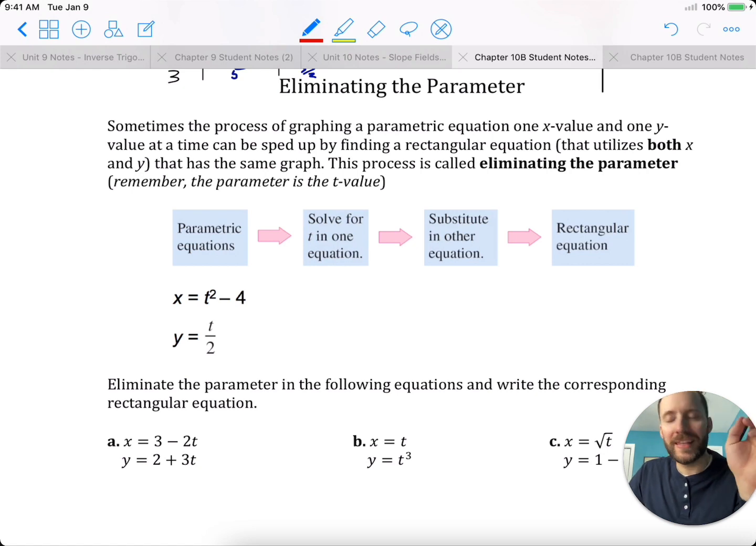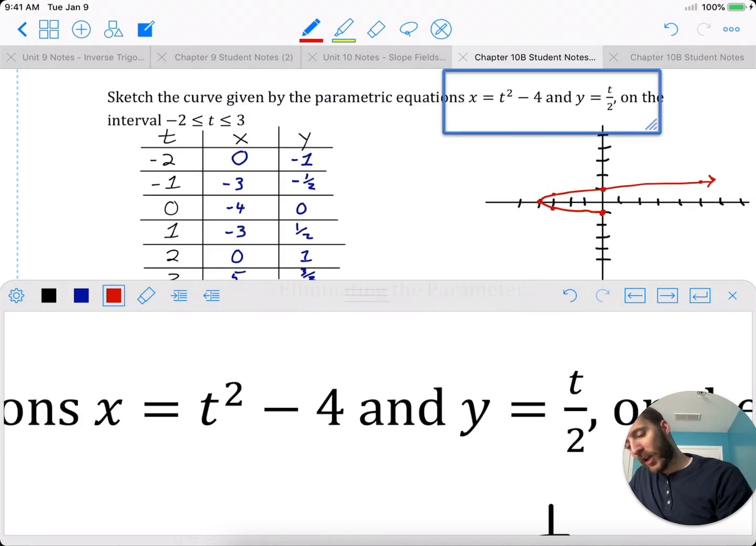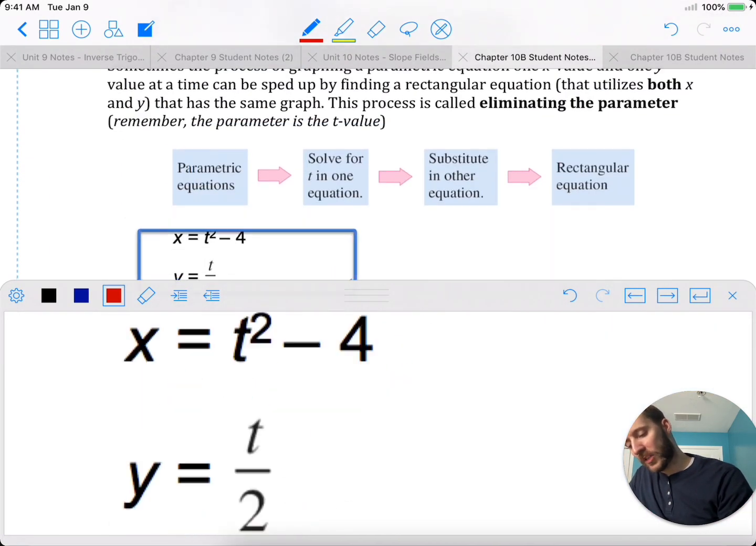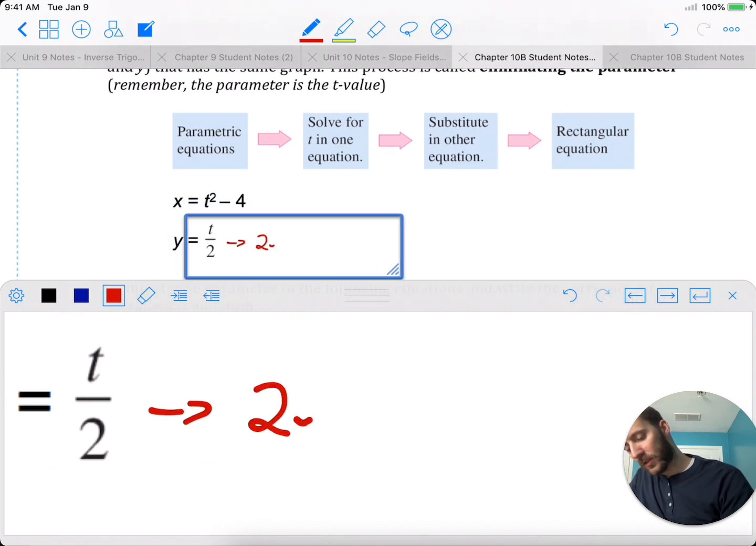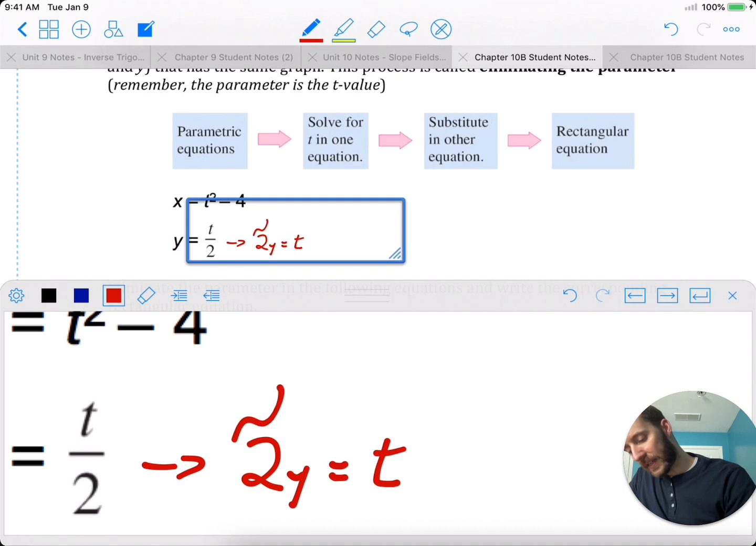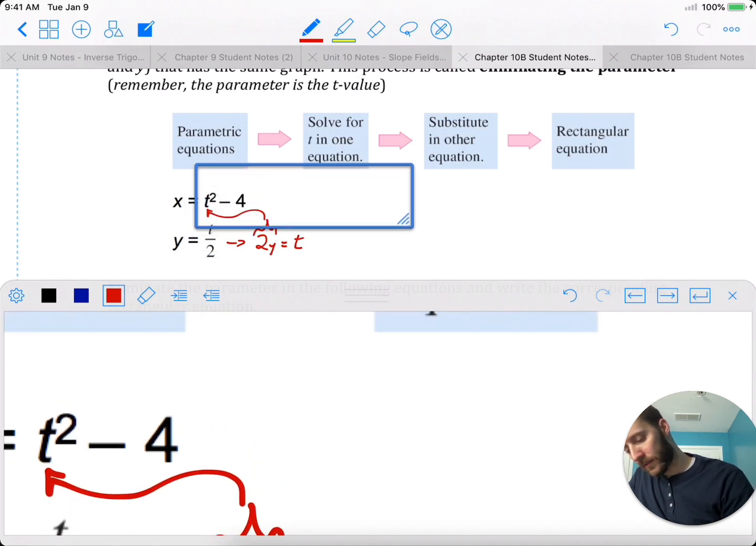Eliminating the parameter. Let's say we have parametric equations and we're like, well, we don't want those anymore. We kind of fancy rectangular equations today. So this is pretty similar to solving systems using substitution. Solve for t in one equation. So in this y equation, multiply both sides by 2, 2y equals t. Substitute that into the other equation for t.